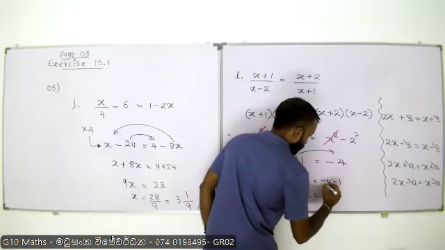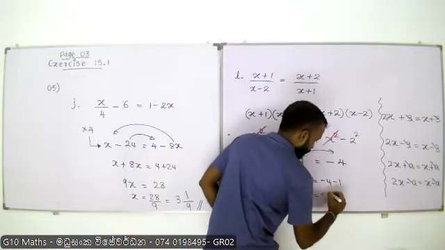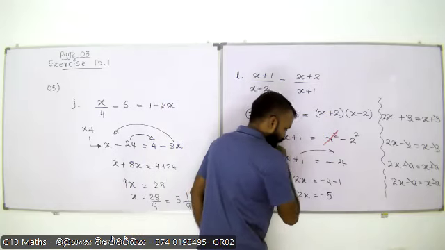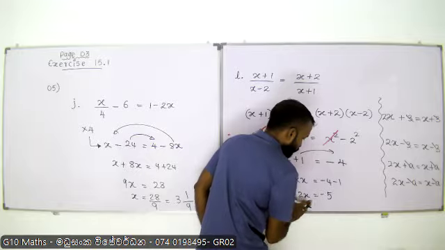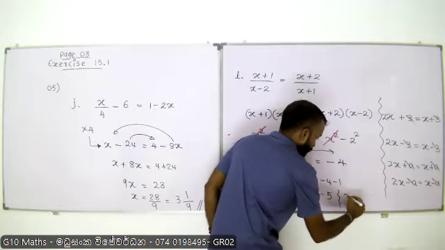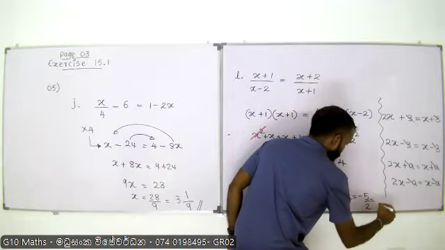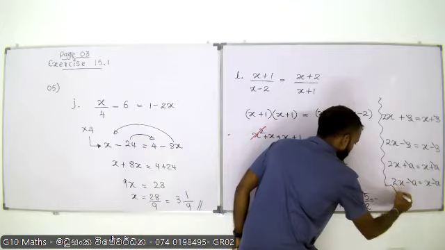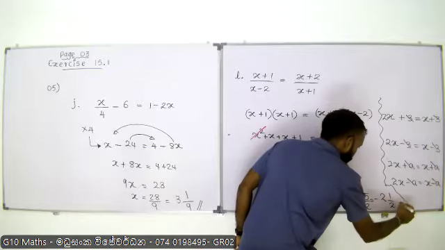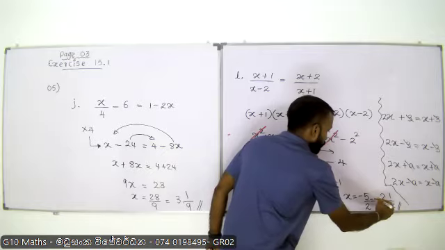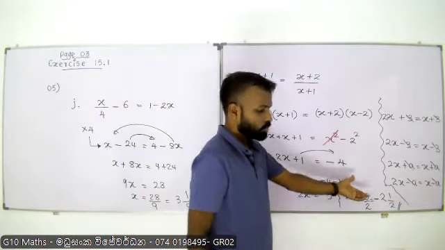2x is equal to negative 5, both of them being negative in the same boat. Divide both sides by 2. You know the logic. Now directly you can write x is equal to negative 5 divided by 2. This is an improper fraction. The answer can be kept as a mixed number, negative 2.5. This should be it.